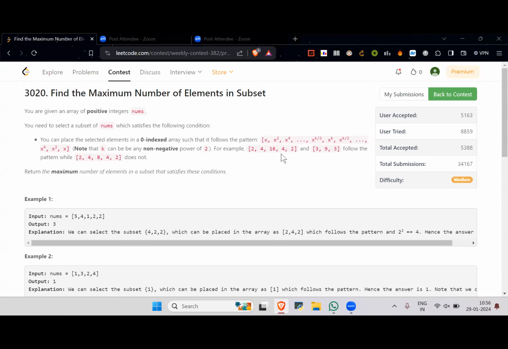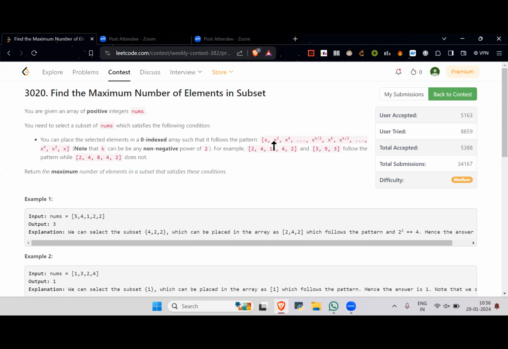So the second question of LeetCode Weekly 382 contest is find the maximum number of elements in subset. Now in this question, you're basically given a zero indexed array nums, and what we need to do is remove a subset of integers such that these integers can be placed in a different array in the following format, right?